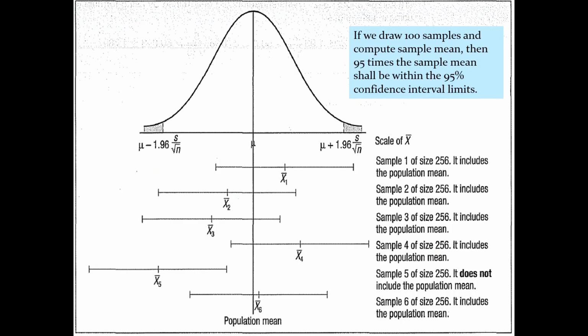So what is the interpretation of the confidence interval? Let's say if we draw 100 samples and we compute the sample mean in each of these 100 samples, then 95 times the sample mean shall be within the 95% confidence limits. Theoretically, we do repeated sampling, let's say we draw 100 samples and we compute the sample mean 100 times, because in each of these samples we can have a different value of sample mean. So 95 times the sample mean will be within the confidence range that we have constructed.